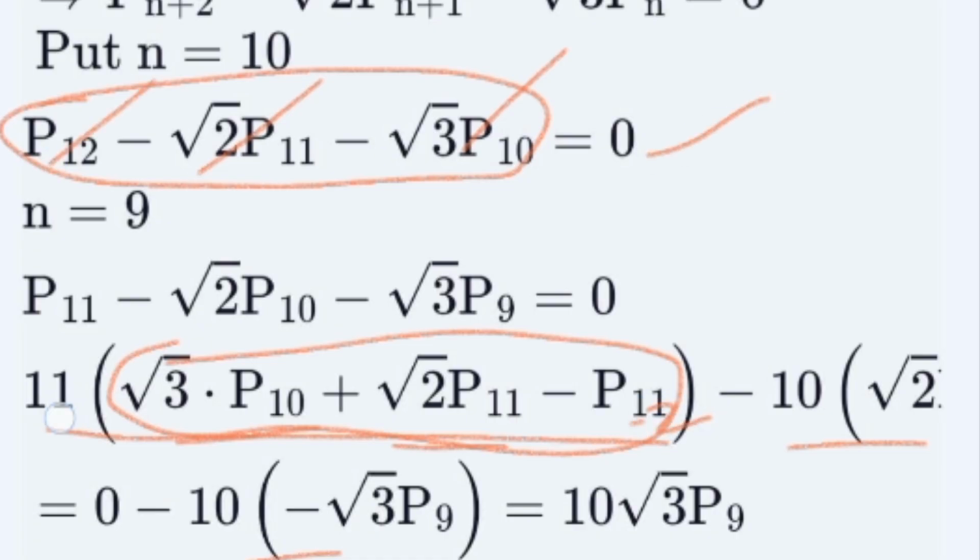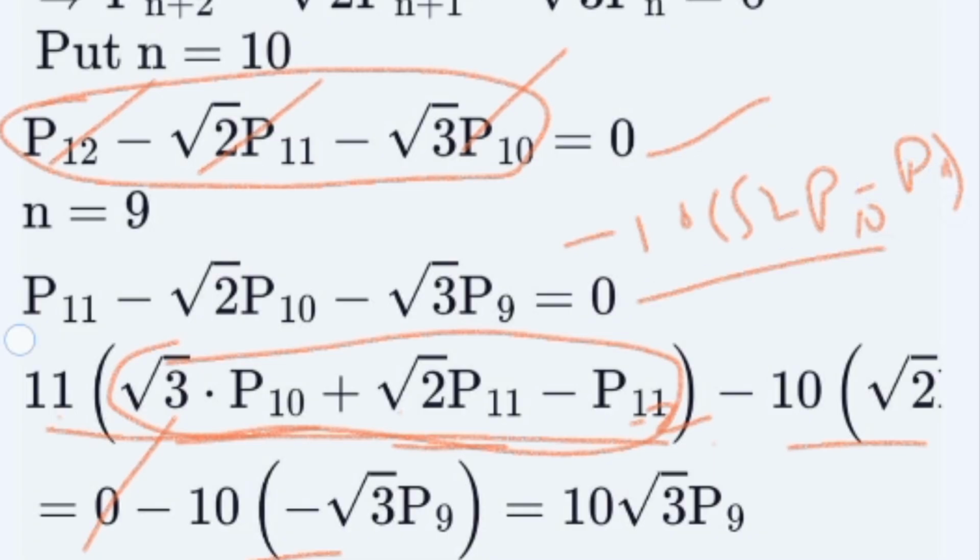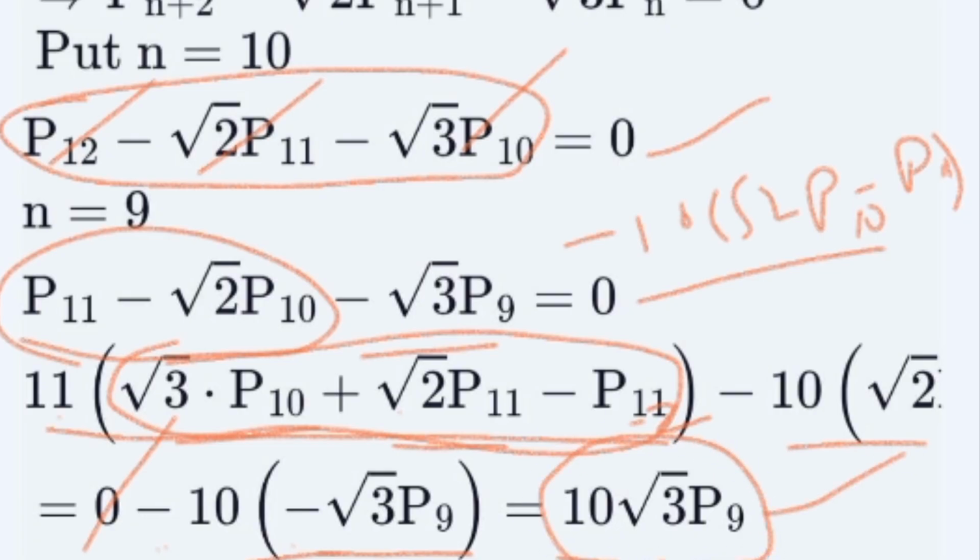This value is 0. So 11 into 0, 0. Next, minus 10 is common. That means here minus 10 into root 2 P10, so minus P11. So this value is minus root 3 P9. So minus 10 into minus root 3 P9, minus into minus plus, 10 root 3 P9 is the answer.